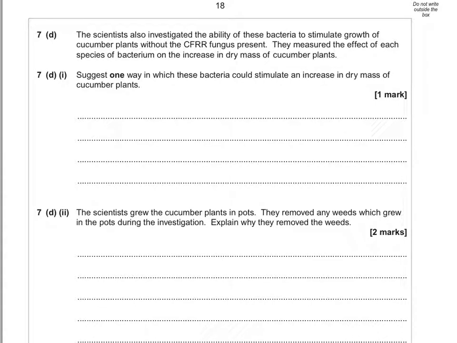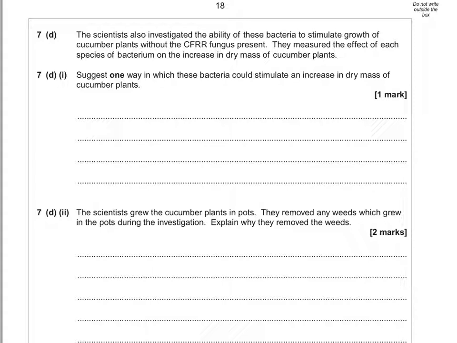Okay, question 7D is taking a different direction now, and you find this with the 15-mark questions. They don't tend to stay on the same level, and they're going to be testing something else. In this case, it's talking about bacteria and how it may stimulate an increase in dry mass of cucumber plants. So you need to think, where else would I find bacteria helping plant growth? You need to use your Filofax of information in your brain and think, it's something to do with the nitrogen cycle.